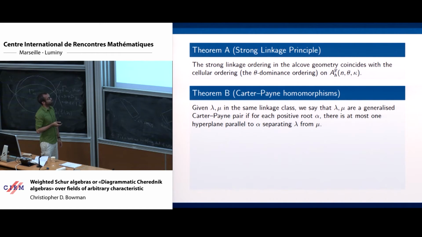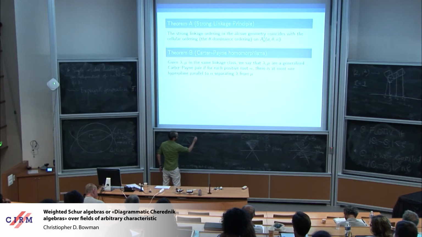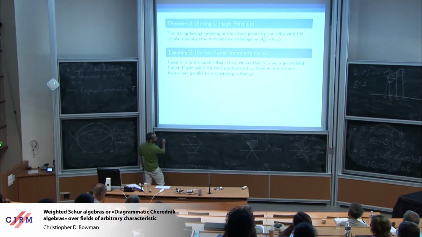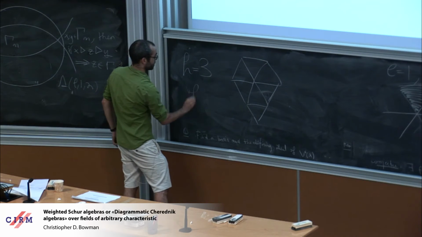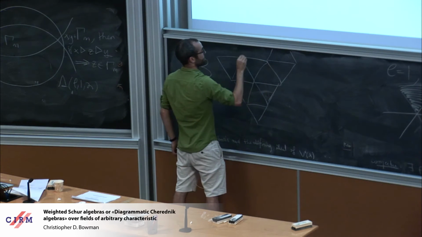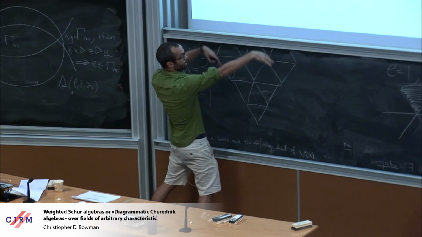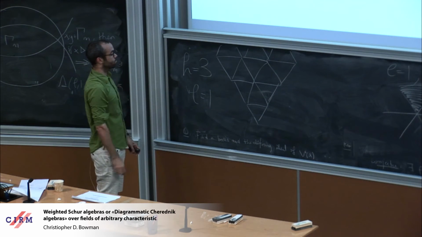Now there's this classical result of Carter and Payne, which says that if I take two partitions in my alcove geometry... So suppose I'm doing H is 3 and the level is 1. Then the thing that controls the representation theory of SL3 is this diagram, where I've got a piece of the plane and I just tile it with triangles off to infinity.